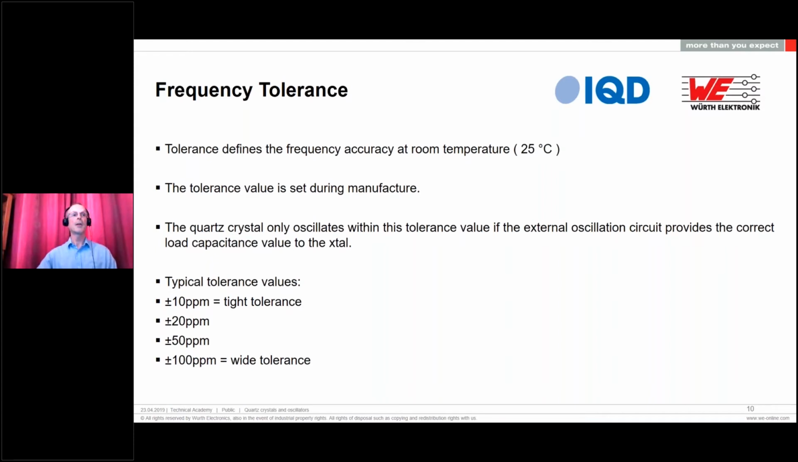You can see some typical values that you might see for a crystal tolerance. Plus or minus 10 parts per million would be considered quite a tight or low value tolerance, whereas 100 ppm will be considered quite wide. A typical value may be 20 or 30 ppm.